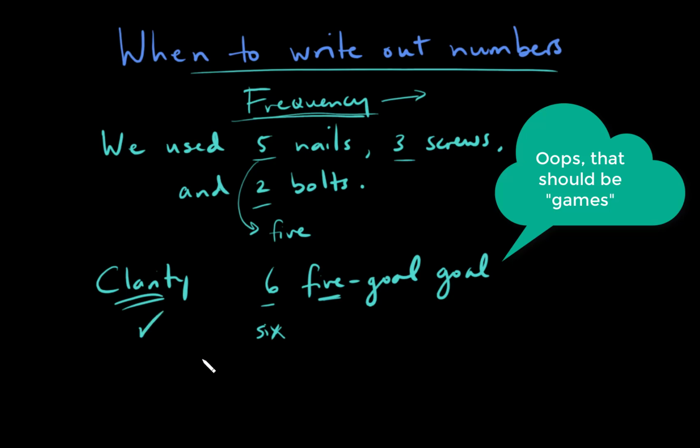So those are our 4 criteria for trying to figure out when to write out numbers. As you can see, it's not an exact science. These are mostly suggestions and rules of thumb, but hopefully this gives you some advice as to when it's best to write out the number or leave it in numeric form.